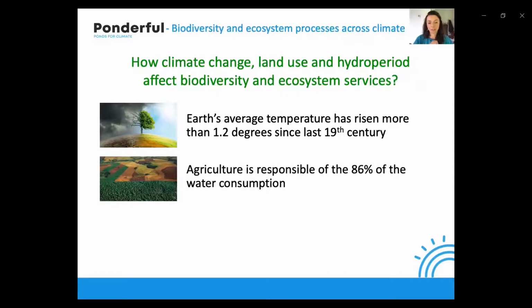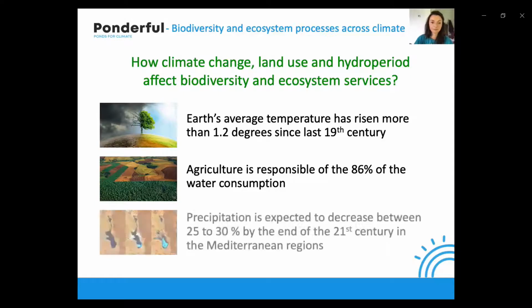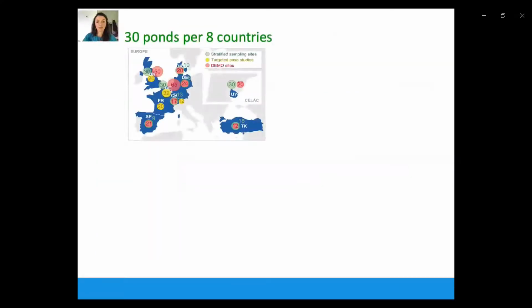Also, agriculture has increased in the last century, and currently between 86% and 90% of the water consumption is going to agriculture, and that is predicted to increase in the next years. Together with that, precipitation in the Mediterranean regions is expected to decrease in the next century by 25 to 30%, which will affect the hydroperiod of ponds. With that, we wanted to study the effect of the three components that I just mentioned across Europe.